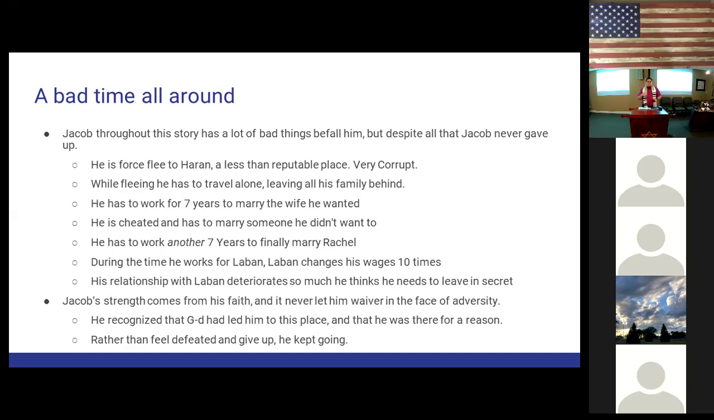Jacob's strength throughout the whole story comes from his faith, and it never let him waver in the face of adversity. He wondered about how he was going to prosper in this place, but he never worried about not being able to prosper in this place. He recognized that God had led him to this place and that he was there for a reason. And rather than feel defeated and give up, he just kept going.